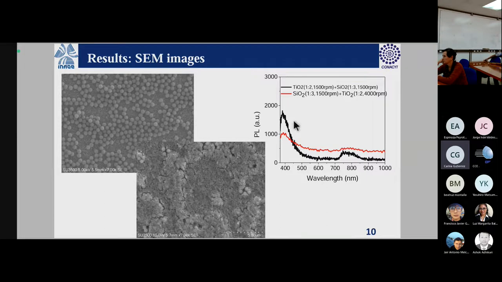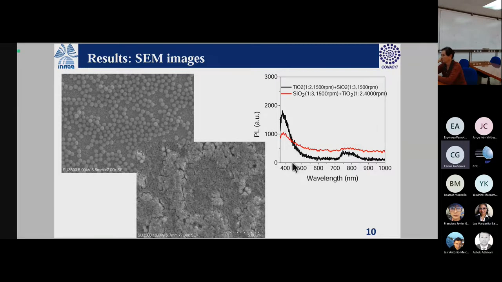The black line corresponds to the titanium silica configuration. In this graph, we can see the maximum intensity is below 2000 arbitrary units. And the second line, the red line, corresponds to the spectra for the silica titania configuration. And we can see first that there are two peaks.